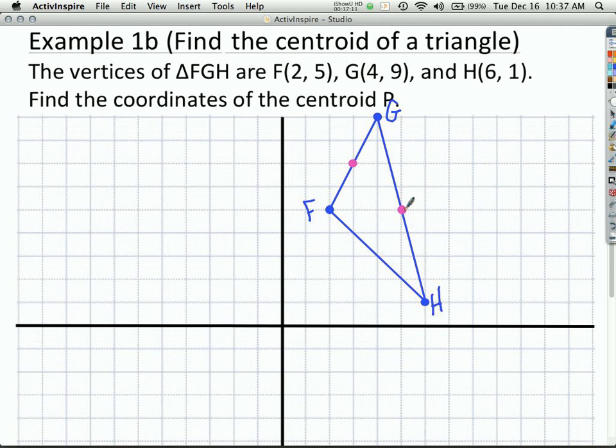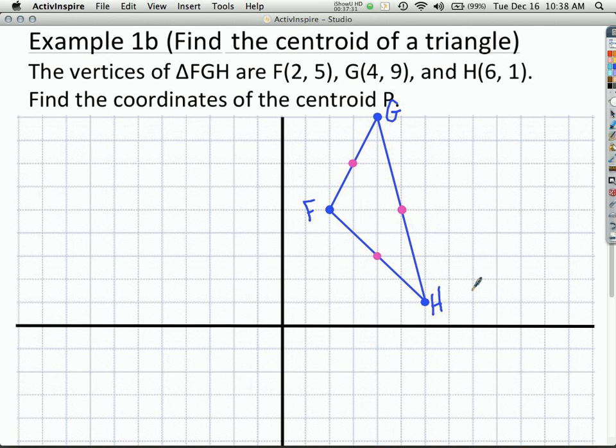What about the midpoint of FH? What is that, Nathaniel? 4, 3. Let's see. FH. 2 plus 6 is 8, divided by 2 is 4. 5 plus 1 is 6, divided by 2 is 3. 4, 3. There's the midpoint.